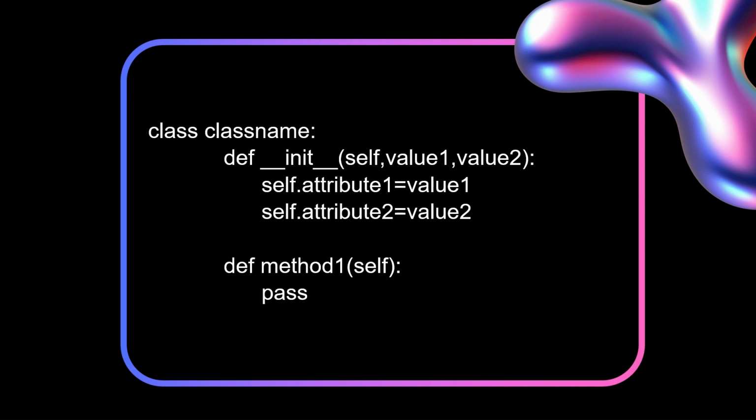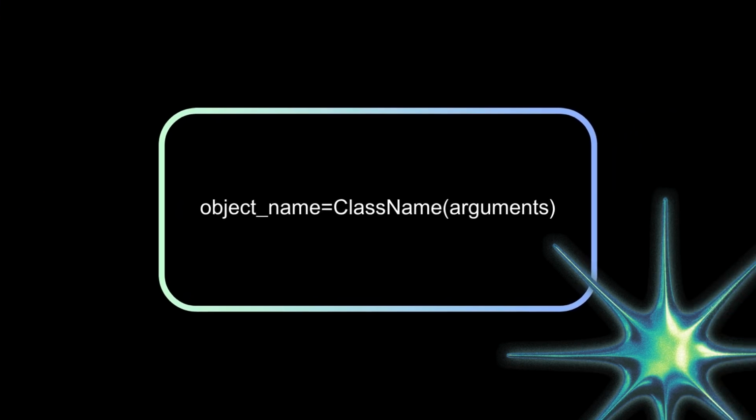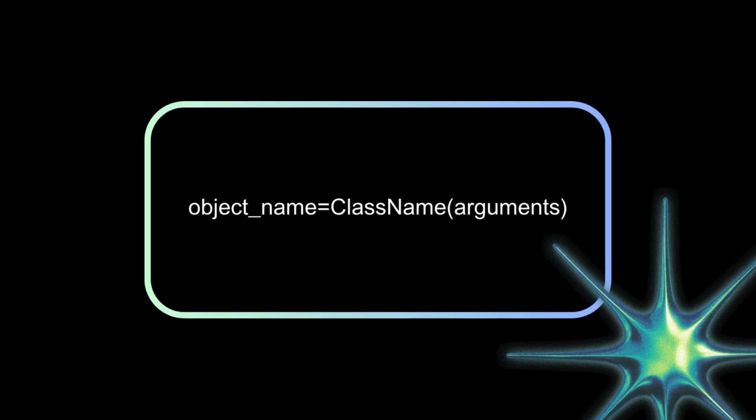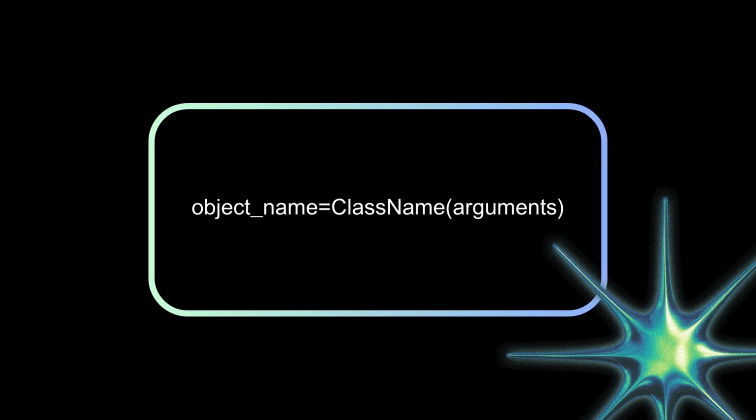Okay, now coming up to the second one. How do we create an object? object_name tells you that this is the name of the object that you are creating. The object will now have access to all the attributes and methods inside that class.